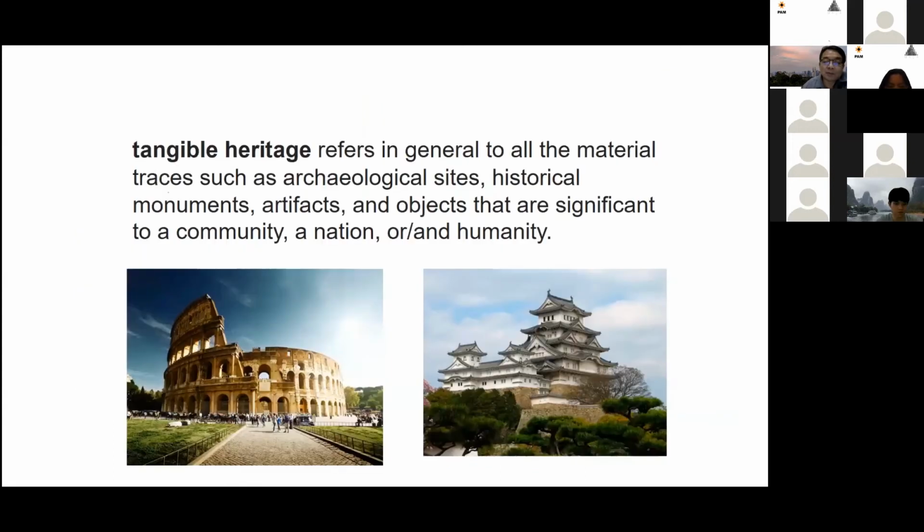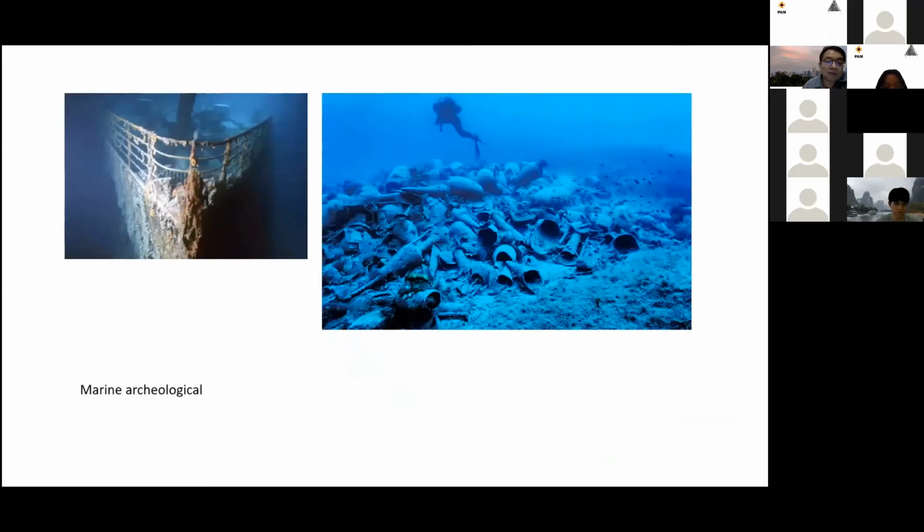So what is tangible? Tangibles are buildings, mainly we associate tangible with buildings. Old buildings, ruins, the castle on the right is in Japan. So all these are tangible. Then we have marine archaeological.